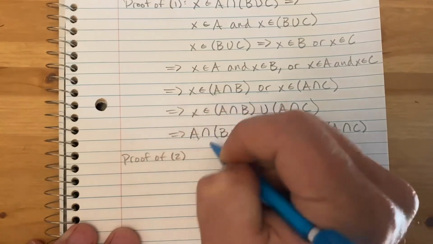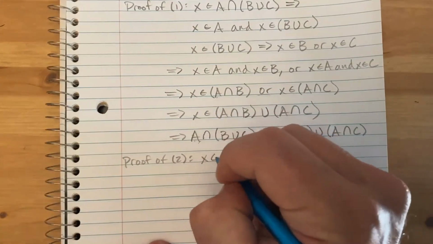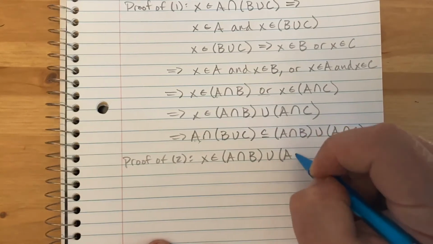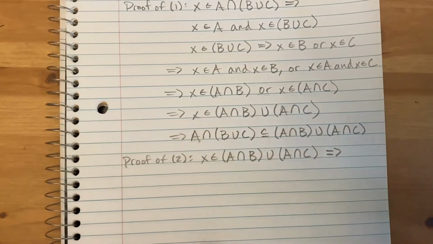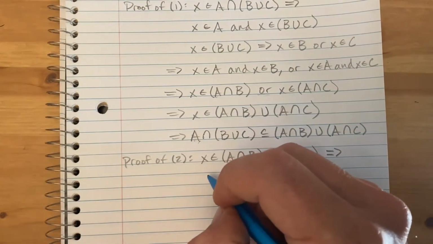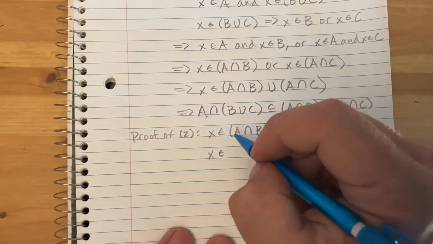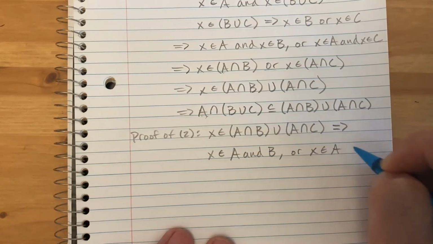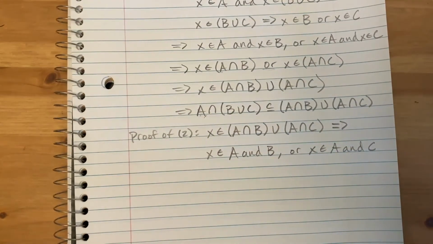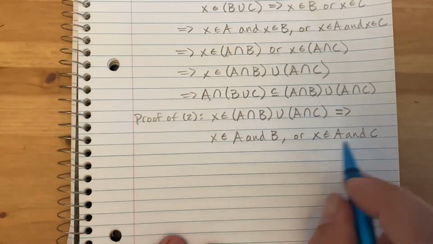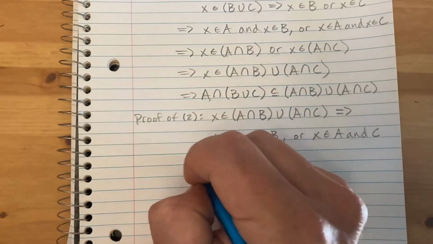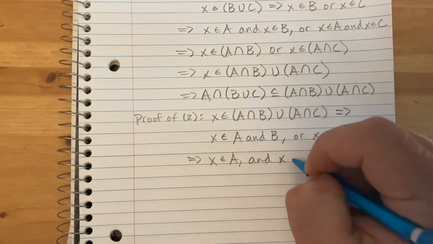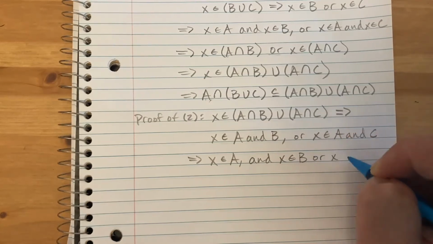Now for the second part, if x is an element of (A intersect B) union (A intersect C), then what that implies is that x is an element of A and B, or x is an element of A and C. We can also state that as: x is an element of A, and x is an element of B, or x is an element of C.